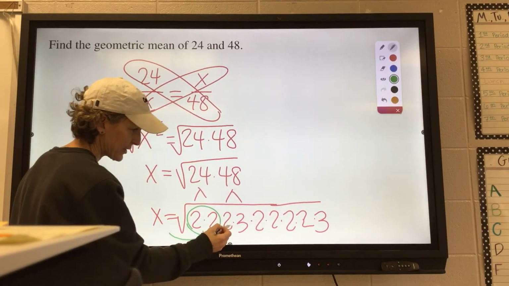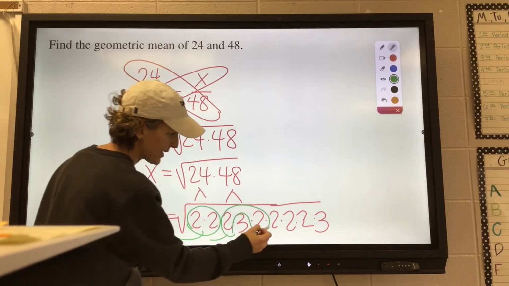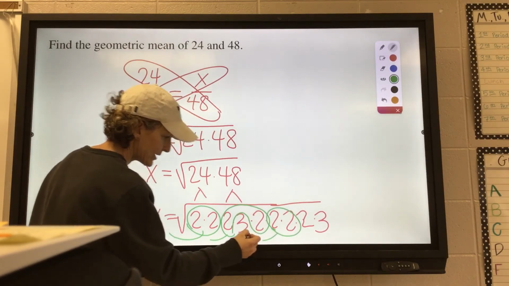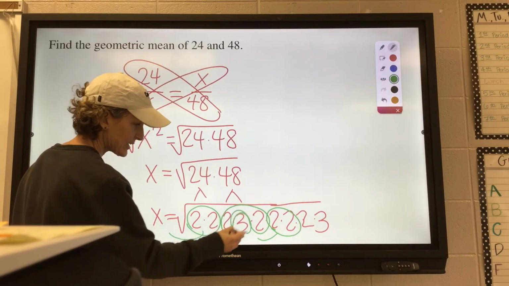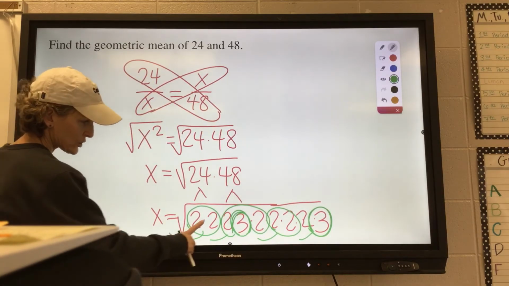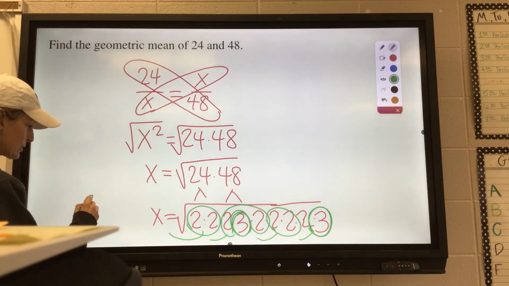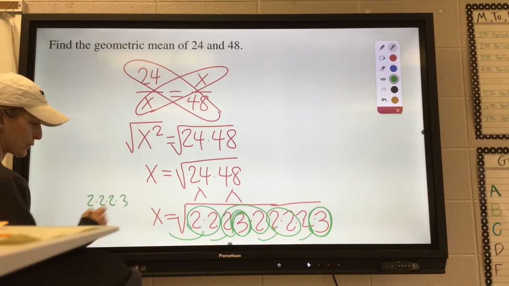A 2 is coming out there. Here's a pair. Do you see it? Another 2 is coming out. Here's a pair. Another 2 is coming out. And check it out. I have a pair of 3s. So 1's coming out. So I have a 2, a 2, a 2, and a 3 coming out.